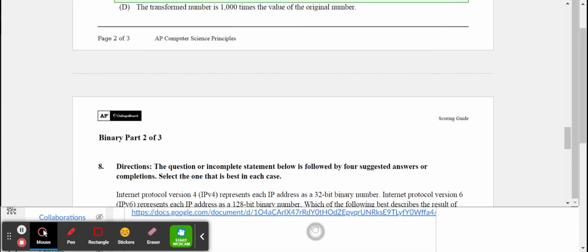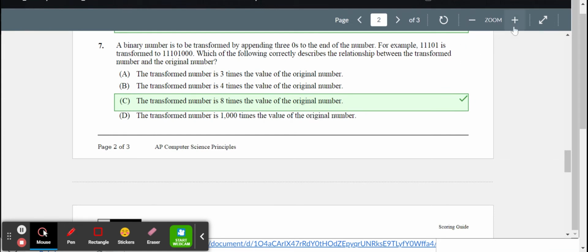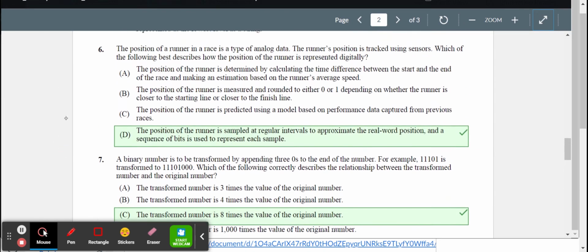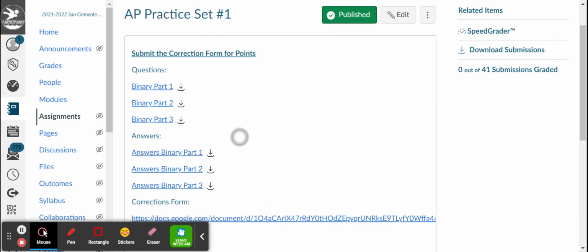Okay. Whoops, I went off the board somehow. Okay, how do I, no, I want to get out of this. Oh gosh, oh gosh. Maybe if I go to the top, there we go. There it is. All right, last one.